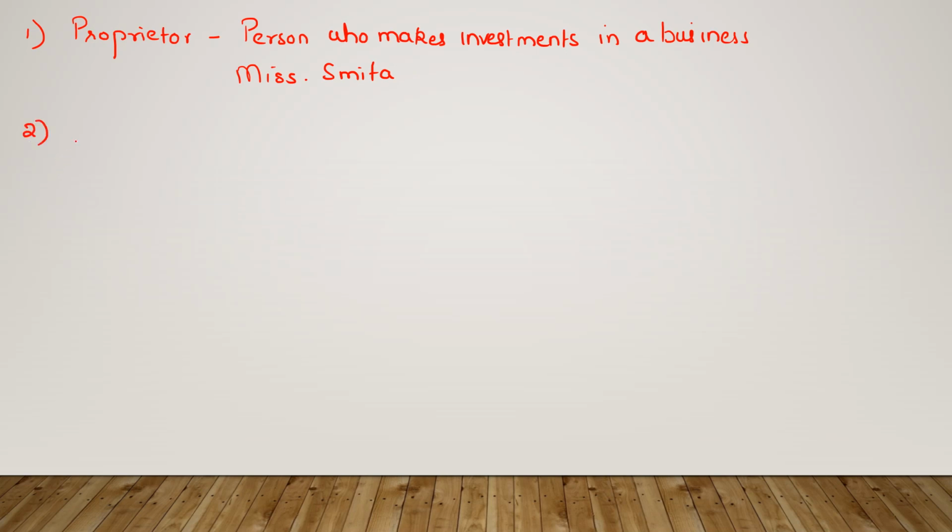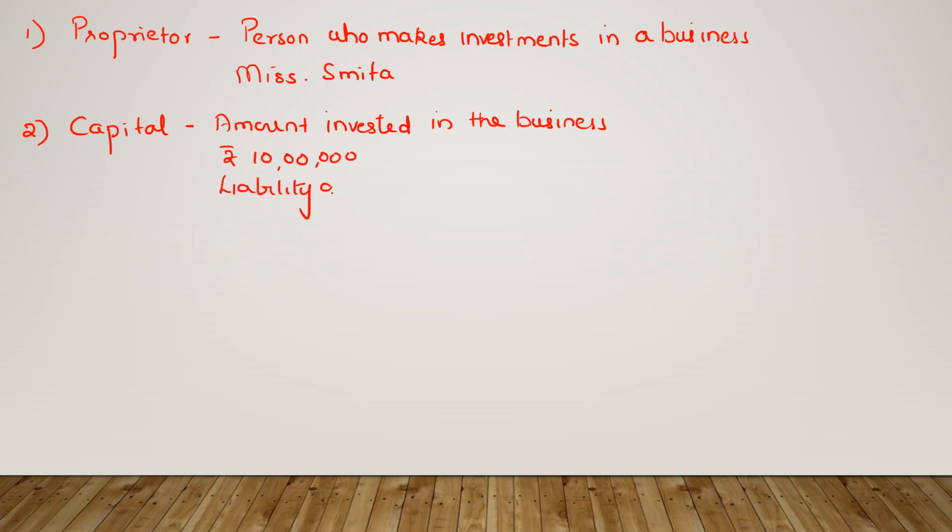Going to the next accounting term, that is capital. Now, what do you mean by capital? The amount which is invested in the business. In this case, Smita has brought in an amount of rupees 10 lakh into the business. This is her capital. This is also the liability of the business towards the proprietor, towards the owner or the proprietor of the business.